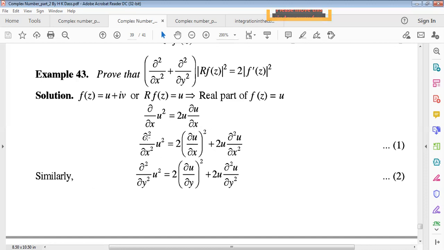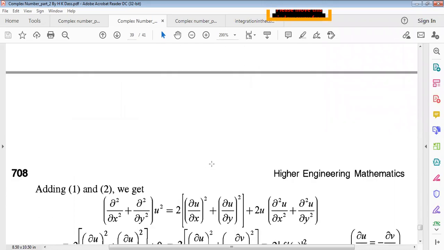Similarly for the y variable, we can write ∂²/∂y² of u square. Just changing the variable, x to y. We can write 2 (∂u/∂y) whole square plus 2u ∂²u/∂y². Another equation. This is equation number 1. This is equation number 2.